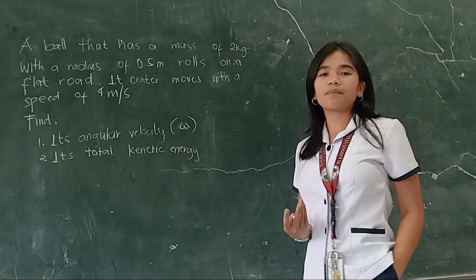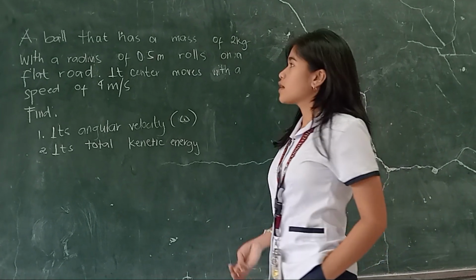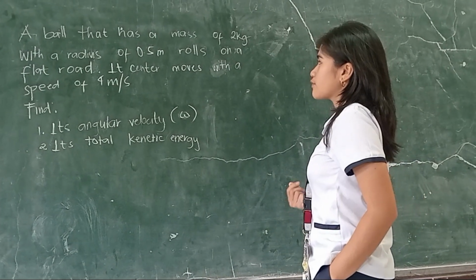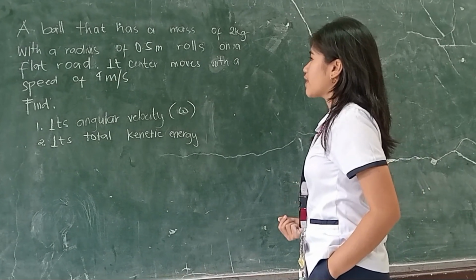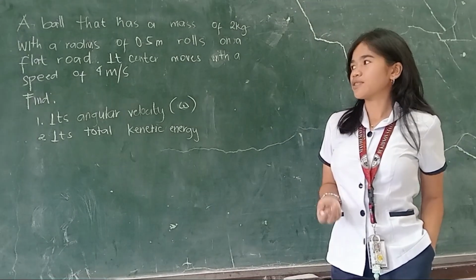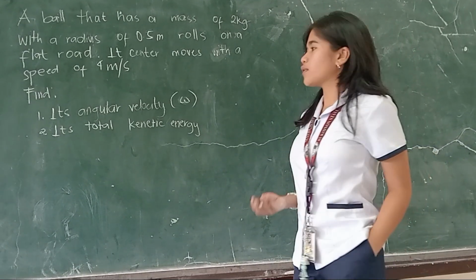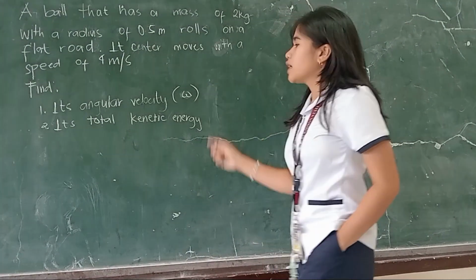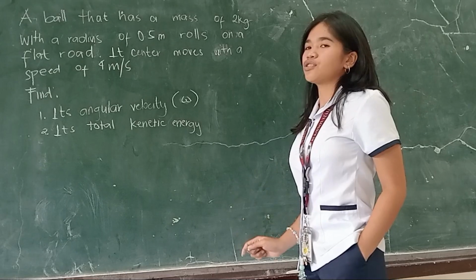So here's an example of rolling velocity. A ball that has a mass of 2 kilograms with a radius of 0.5 meters rolls on a flat road. Its center moves with a speed of 4 meters per second. Here is what we're going to find: its angular velocity, which is our omega, and its total kinetic energy.